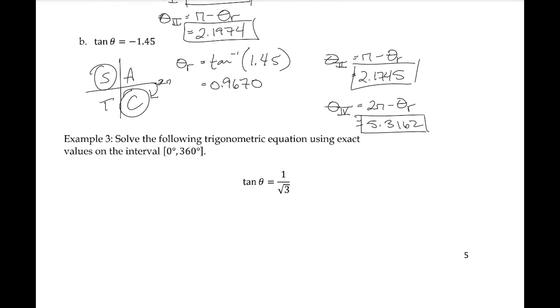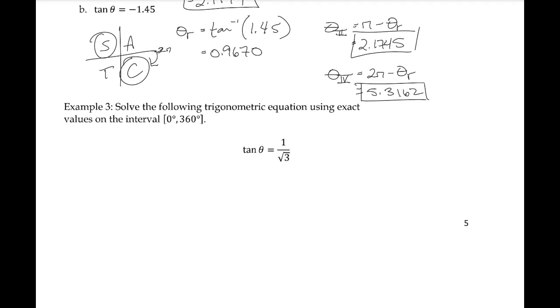In example 3, it says solve the trigonometric equation using exact values on the interval 0 to 360. So exact values tells me I'm not using my calculator, but this time my answer should be in degrees because that's what my domain is given in. So when I look at this, I see 1 over root 3. I automatically start thinking about all students take calculus, and tan is positive in 1 and 3. So that's where I can expect my 2 answers to be.